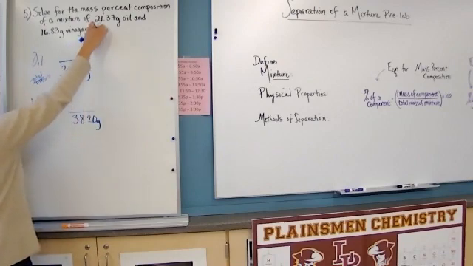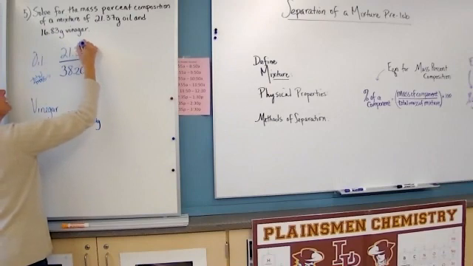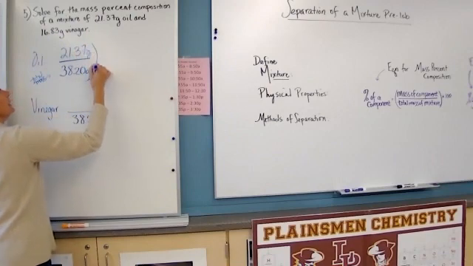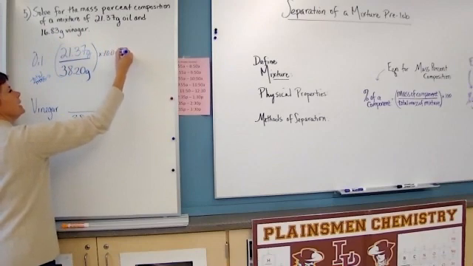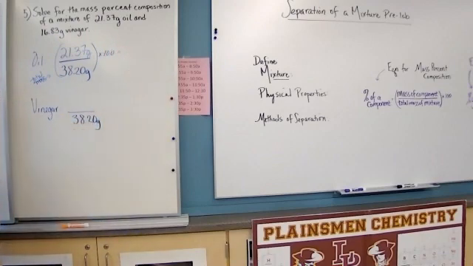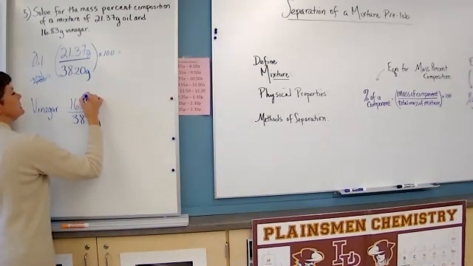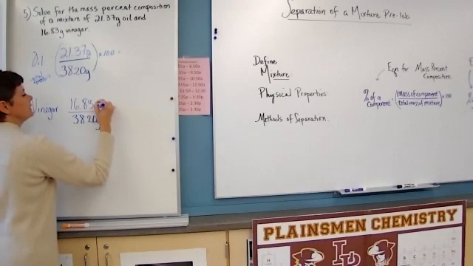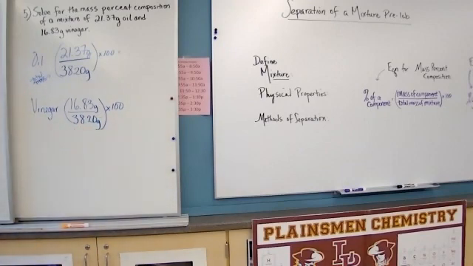We're going to take the original mass of the oil, 21.37 grams oil, and divide by the 38.20. We'll take that times 100 to get our percent composition of oil. For the vinegar, we'll take 16.83 grams of vinegar divided by the total mass of the oil and the vinegar and take that times 100 to get our value.